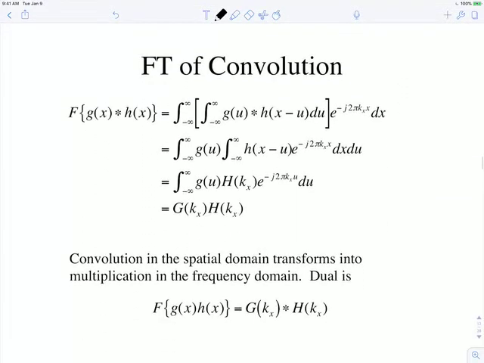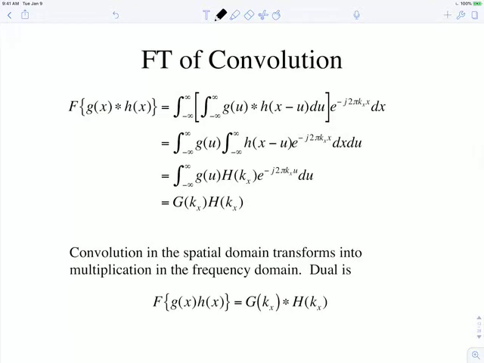The main thing we're going to talk about today is the Fourier transform of what happens when you convolve two functions. I'm just going to tell you the result first, and then we'll give an intuitive explanation of why it's plausible. We want the Fourier transform of g of x convolved with h of x. The answer is simply the Fourier transform of g, G of kx, multiplied by the Fourier transform of h, H of kx, when the operation is convolution.